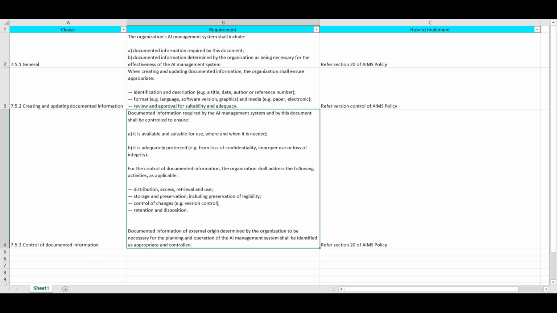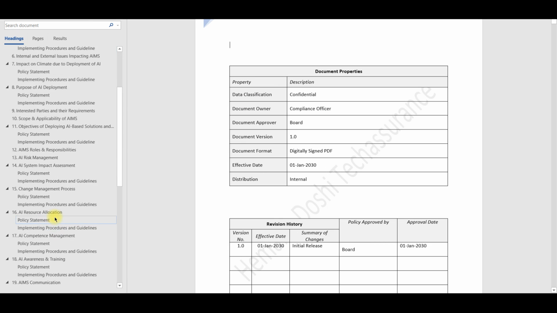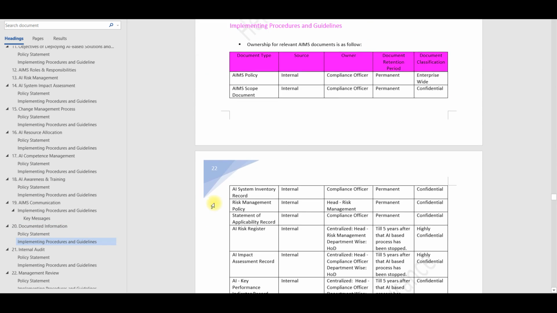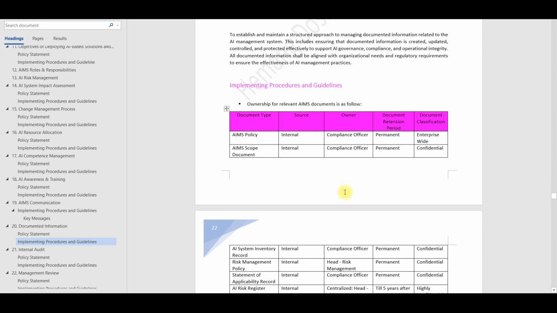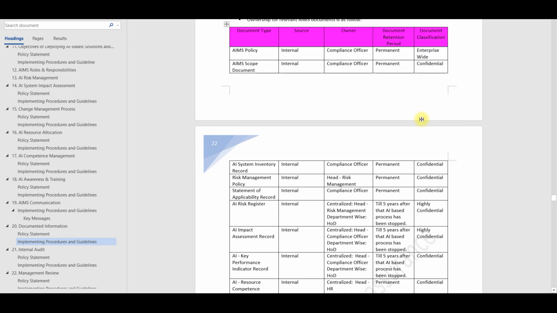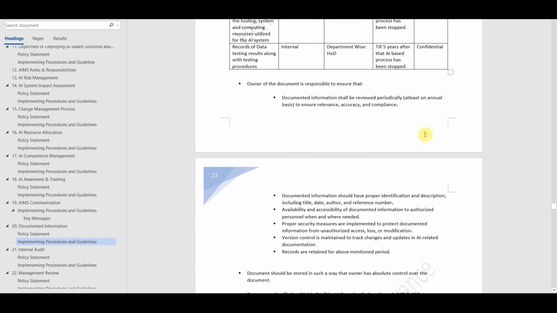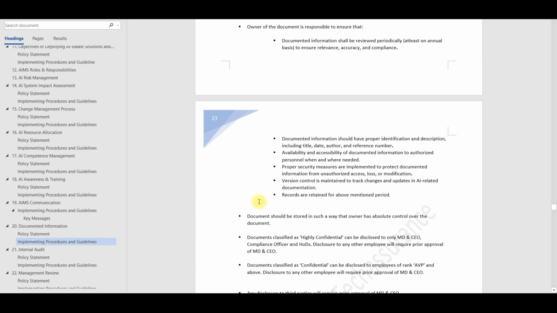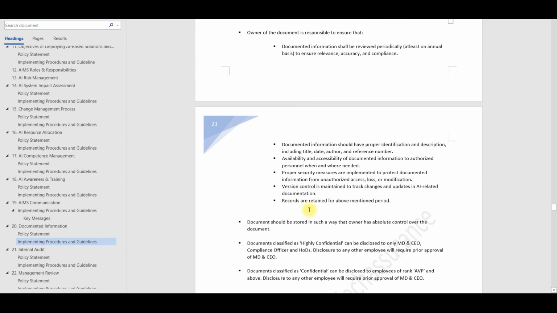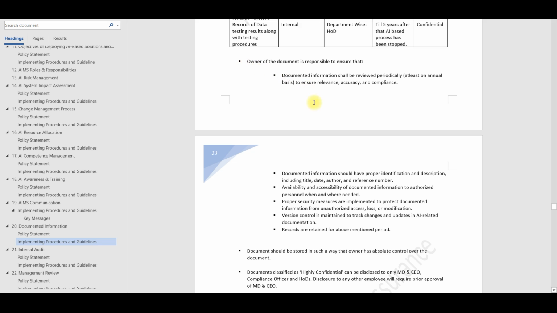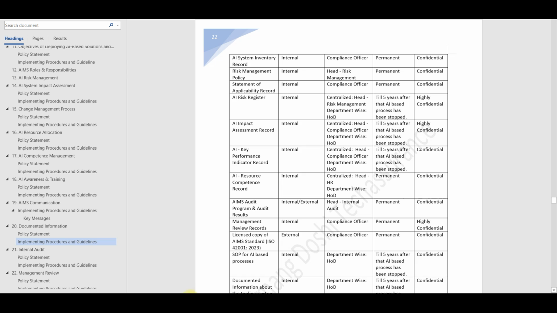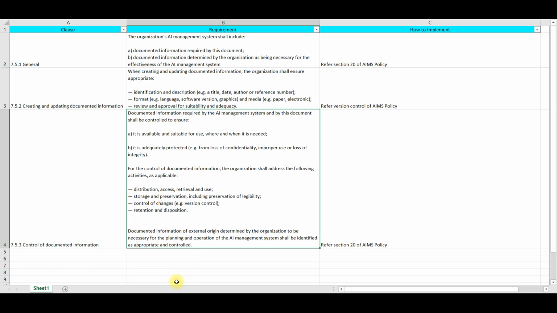So what you need to do is develop, define and document the process. You should make an owner for each of these documents. What is the retention period you need to write? What is the document classification? And then on the basis of document classification, to whom this document can be shared, and what are the confidentiality requirements. So this needs to be defined in your AIMS policy to comply with this particular clause.